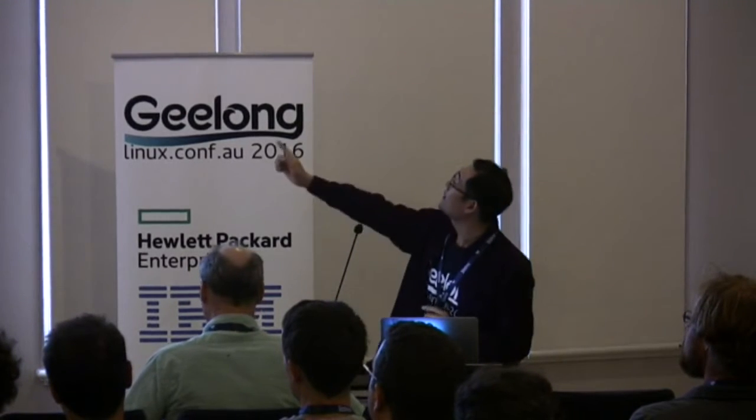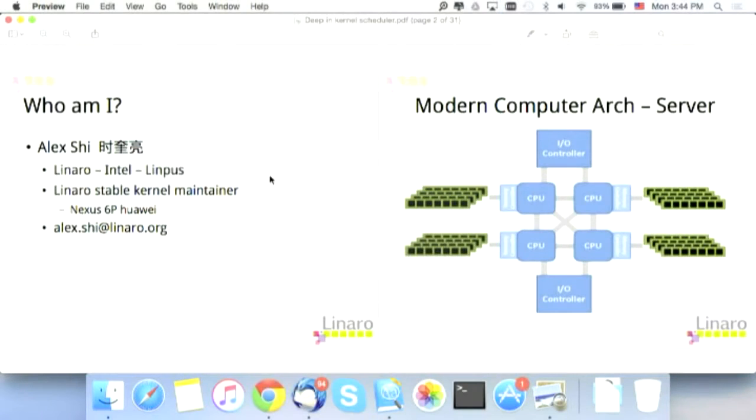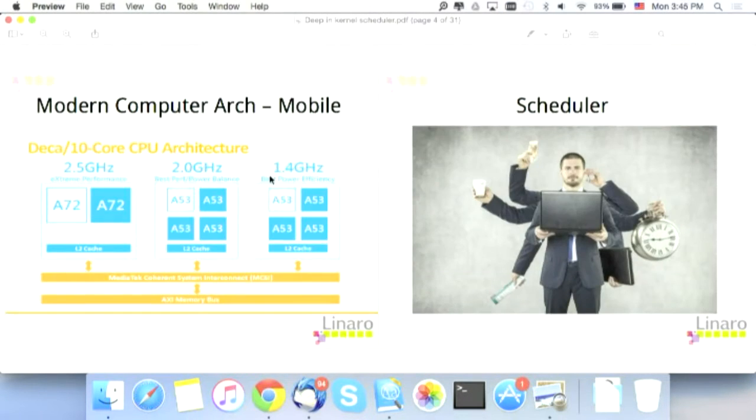Anyway, I will give a short introduction about the Linux scheduler, and then bring the idea. You can see the modern computer architecture has several CPUs and the memory in the center. Outside there are also I/O controllers, and between the CPUs there may be an internal connection like QPI from Intel. Another architecture is a typical mobile example. On this picture it has three clusters, and each cluster has several CPUs, and there is no internal connection between the clusters, so the cache sharing is just some connection.